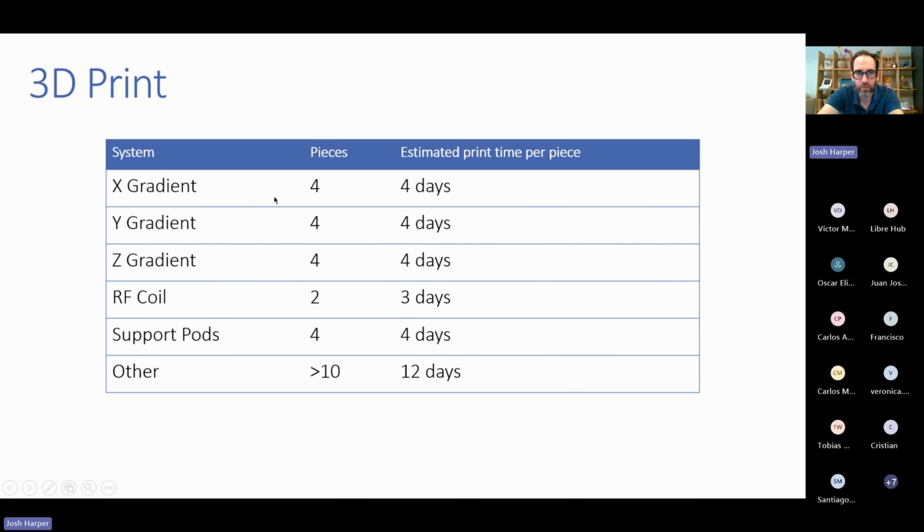The main drivers of this month-long printing are the X, Y, and Z gradients. Each has 4 large pieces. They're quite tall pieces actually, and each one of those takes about 4 days to print for us. So this is quite a dramatic amount of printing that must be done. And then there are some other pieces that need to be printed as well, but printing the gradients takes quite a long time.